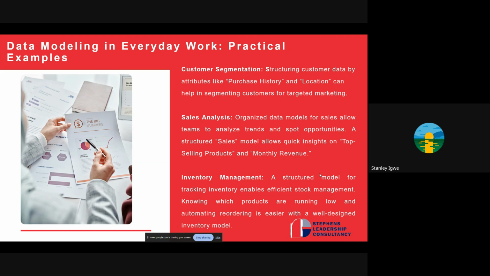Then also for sales, in terms of trend, you can also know how much the revenue is, what your top selling products are, and what your least selling products are, and that helps you to adjust your strategy as a business. Or in inventory, you know when you are running low on particular products because you've structured your model in a way to track the inventory. So you know when you are running short of particular tools or services or products, and then you are buying and talking to your suppliers to give you those products way ahead of time.